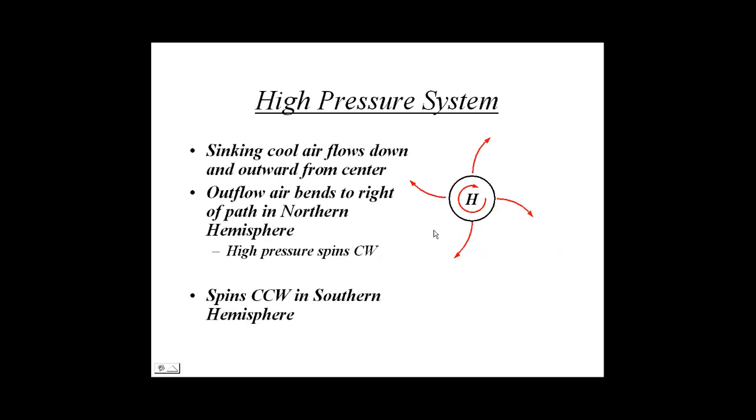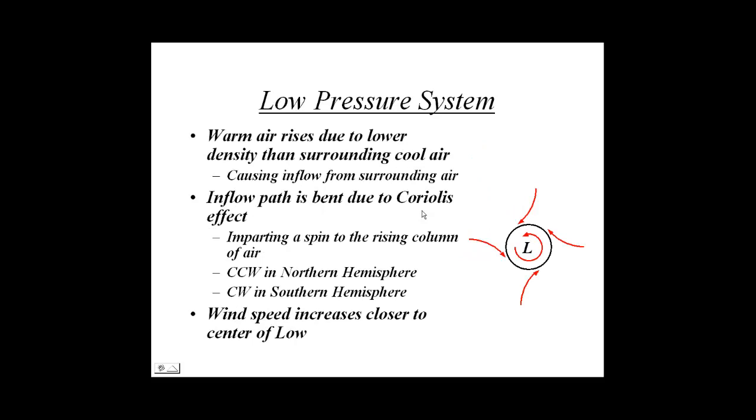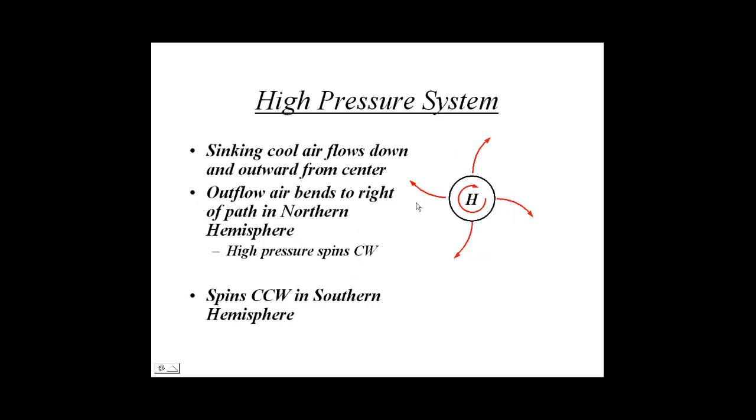A high pressure system does the opposite. In the northern hemisphere, you have cooler air than the surrounding air. So that cooler air is more dense. It sinks and therefore flows out of that region. As it flows out, it also bends to the right of its path and therefore circulates in a clockwise direction, northern hemisphere. Okay, so that's low pressure and high pressure systems and how they develop their spin.